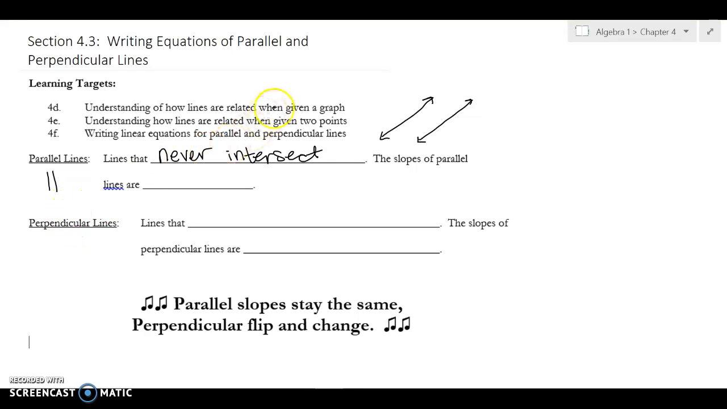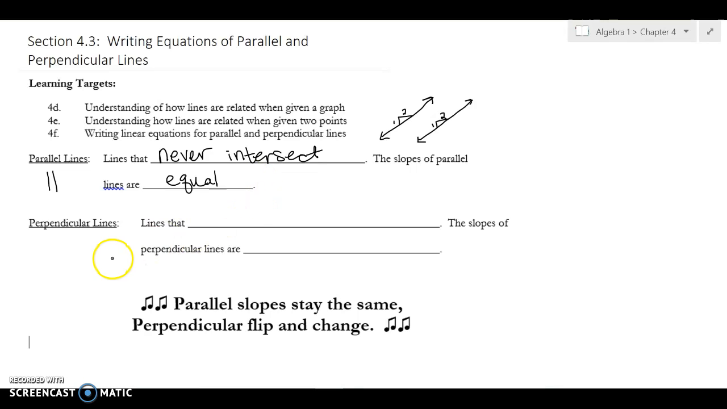When you have parallel lines, you have the same slope. So I go up 1 and over 2. Up 1, over 2. They have the same rise over run, so their slopes are equal.